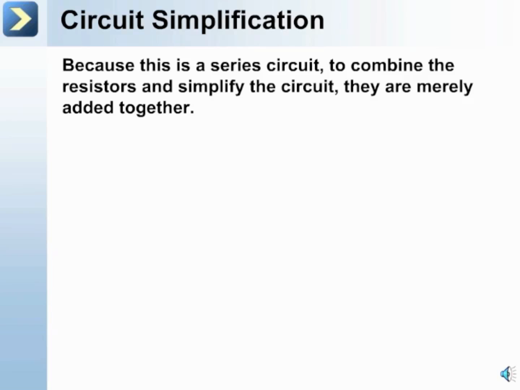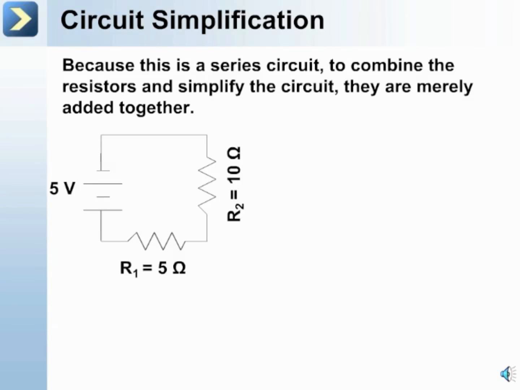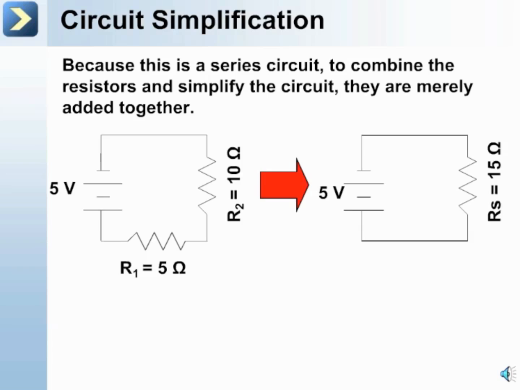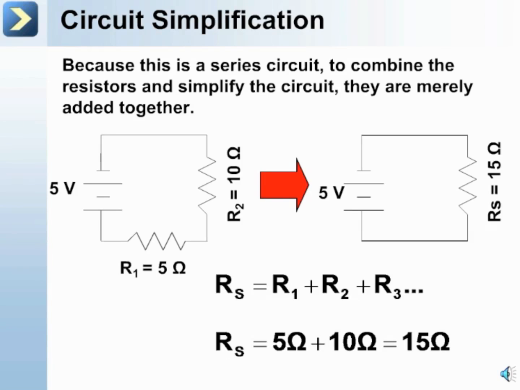So circuit simplification. Because this is a series circuit, to combine the resistors and simplify the circuit, they are merely added together. And so the 5 ohm and 10 ohm added together gives you 15 ohm equivalent resistance. So we just use that simple equation of adding the resistances up. And we got 15 ohms as the equivalent resistance.